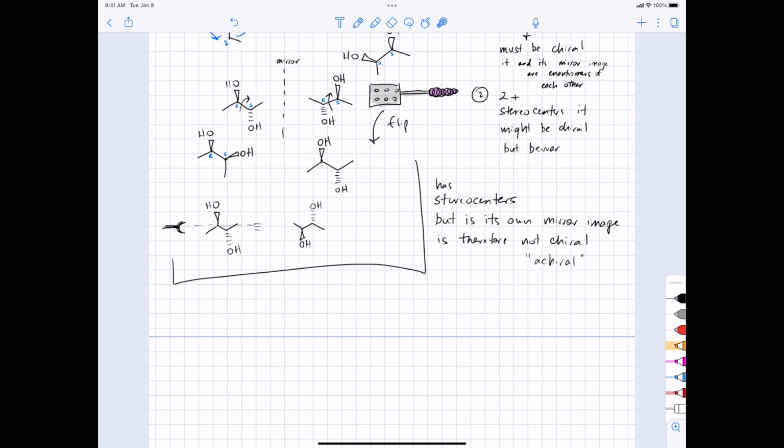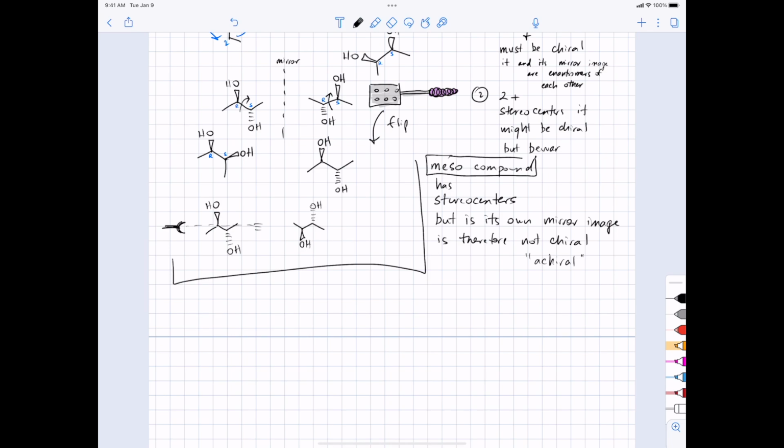Just to clarify, they do have stereocenters, and we want to assign R and S, but it's not chiral. That's right. It has stereocenters. We can assign R versus S, but it is not chiral. And that is a special class of compounds. We're going to call this a meso compound.